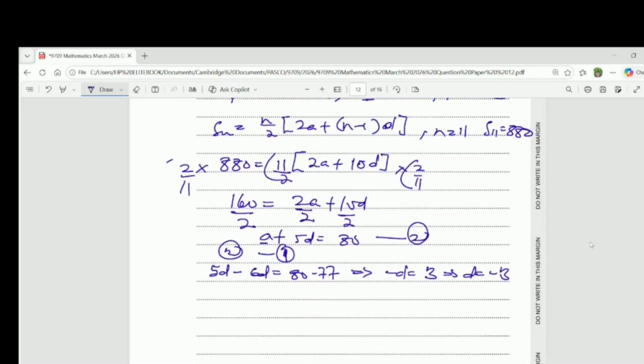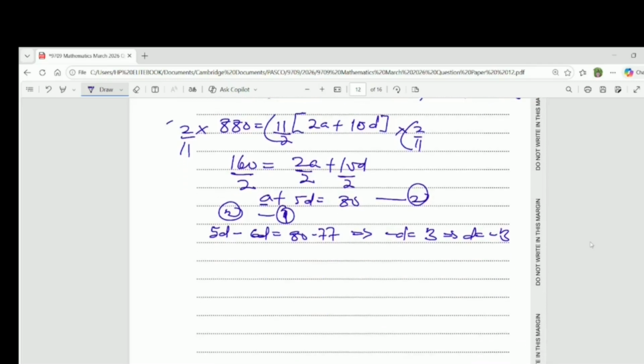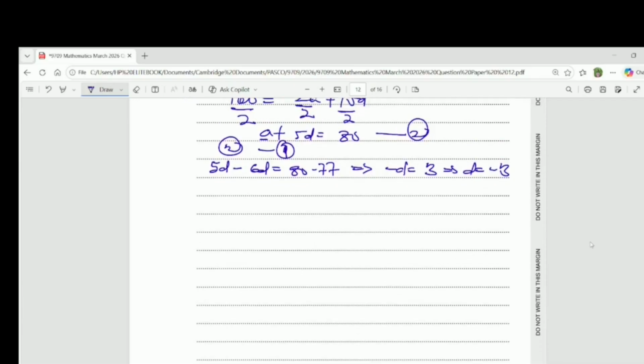Now we use the value of d to find the value of a from any of the equations. So let's use equation 2. From equation 2 here, we see that a is equal to 80 minus 5d. So we have 80 minus 5 times d. d is negative 3. So a is equal to 80 plus 15, and that gives us 95.